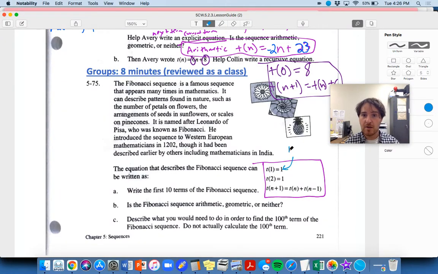In the Fibonacci sequence, term 1, or the first term, is 1. Okay, so that's my sequence here. I'm going to write the first 10 terms of the Fibonacci sequence. My term 1 is 1. That's what it's telling me here. It also tells me that term 2 is equal to 1. Okay, so term 2 is equal to 1.